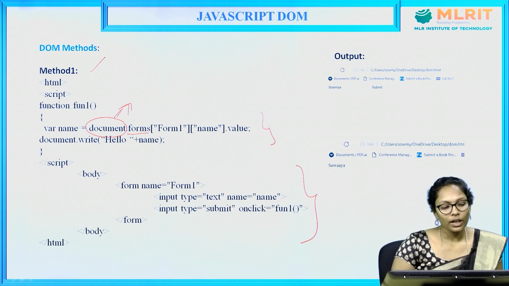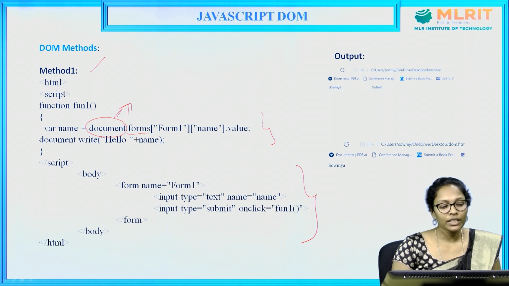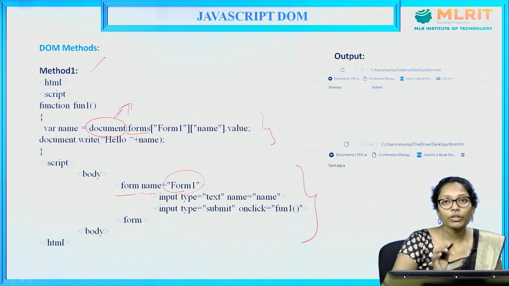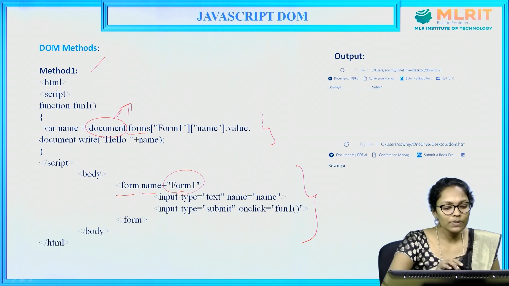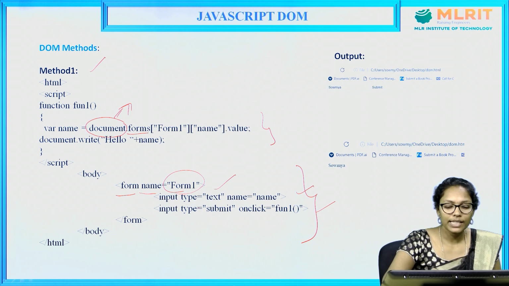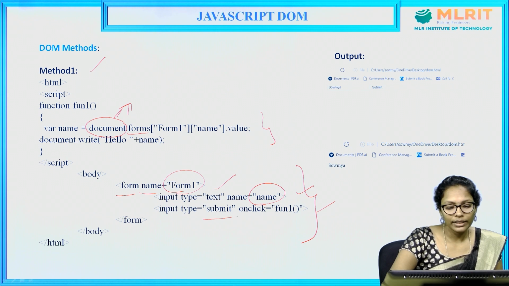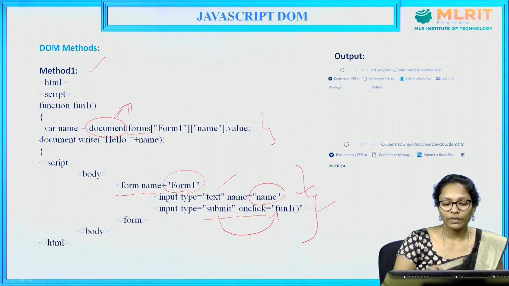In the body part of the HTML program, you are creating a form. For this form, I am creating a name. What is the name of the form? Form 1. In this form, I have two fields. The first field is one text field. For this text field, I have given a name called name itself. The second element is a submit button. Here I have written an event handler. What is the event handler here? On click. Whenever you click on the submit button, which function will be called? Fun1 will be called.